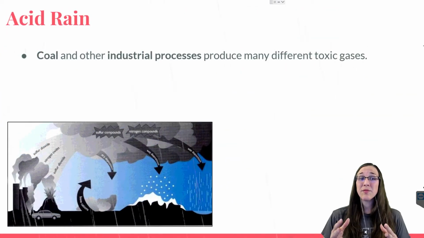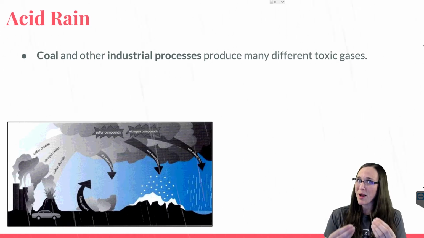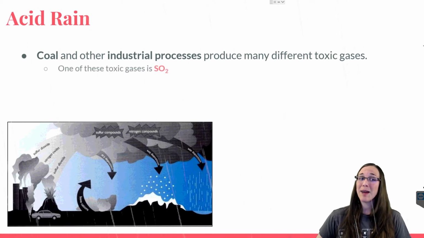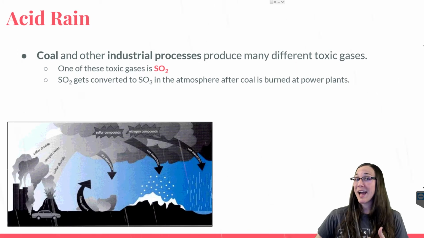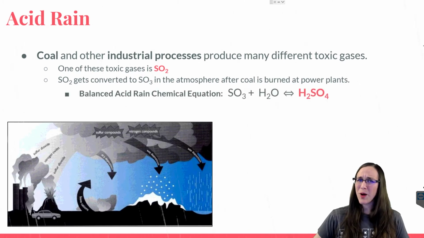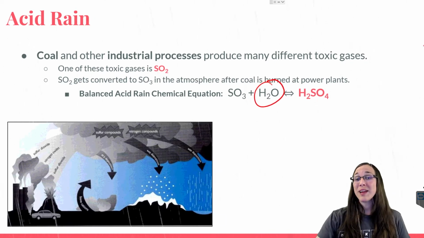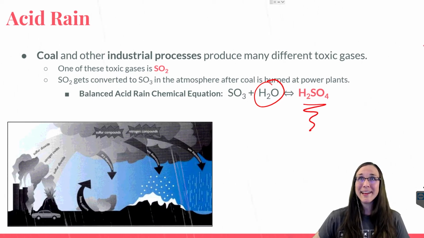In part, acid rain forms due to coal and other industrial processes, which are very prominent on the East Coast. These create many different toxic gases in our atmosphere, including SO2. SO2 gets converted to SO3 in the atmosphere after coal is burned at power plants. And as you hopefully know, there is water in our atmosphere. That's kind of what clouds are made out of. So SO3 reacts with water to form sulfuric acid, H2SO4, in the sky. And then of course that has to go somewhere. It rains down as acid rain.